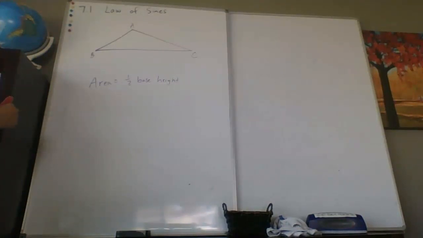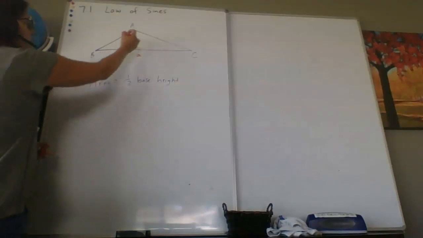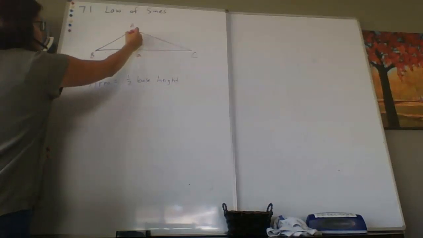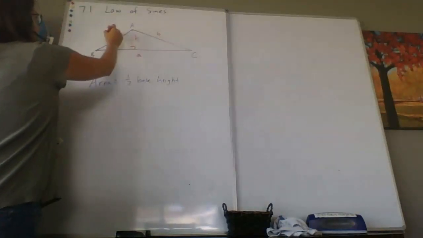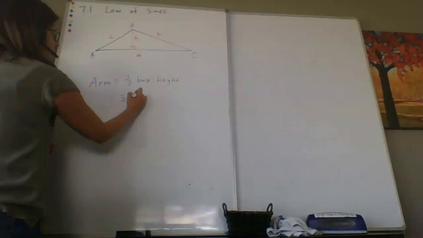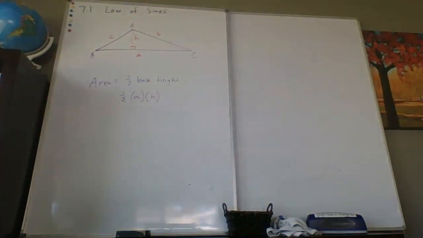So if I consider my base to be little a, then my height will be perpendicular to BC, but going through A. I will now label side B and side C, opposite from angle B and angle C respectively. So now we have the area is 1/2. In this triangle, the base is A and the height is H. But sometimes we don't want to have to calculate the height. Let's now use trigonometry to find an alternate expression for the height.